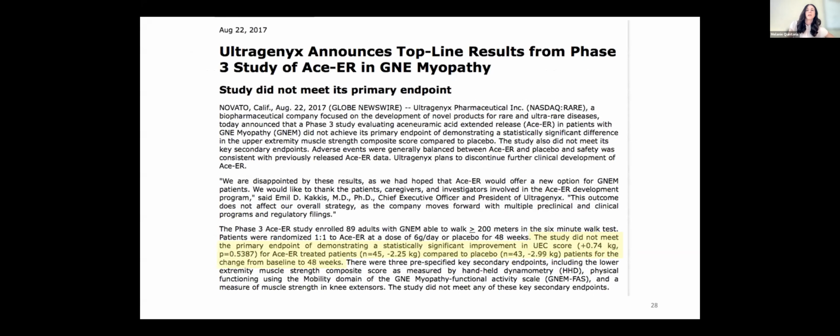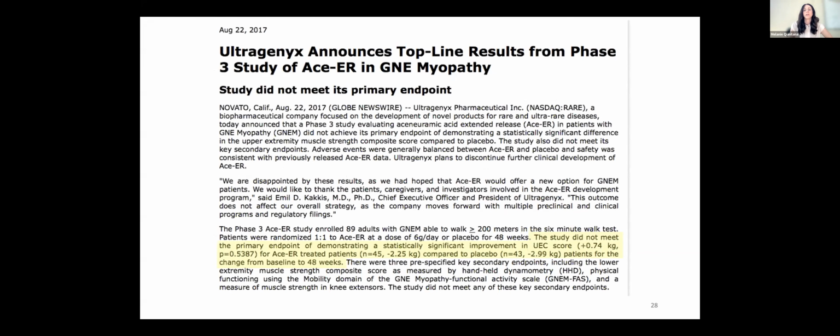And the reason that I've circled this and showed you this endpoint is that on August 22nd, 2017, Ultragenyx gave their top line results from their phase 3 study. And this is the endpoint that they used. It was based on results from a phase 2 study that they saw. And this was the most promising endpoint that they saw in that phase 2 study.